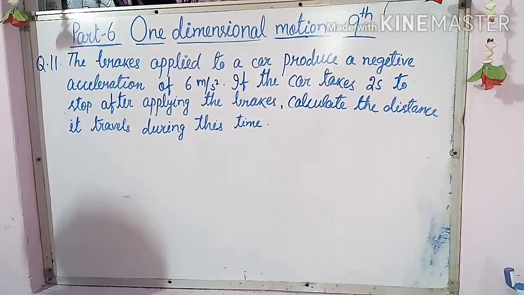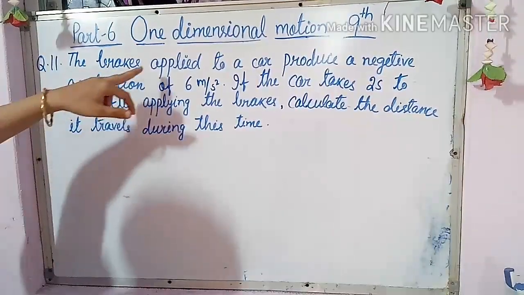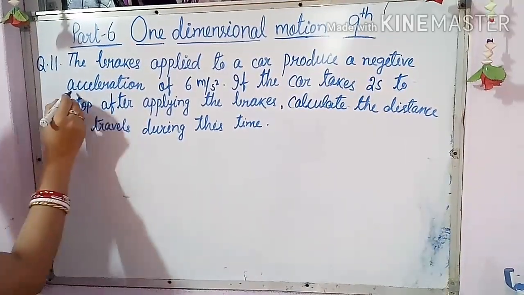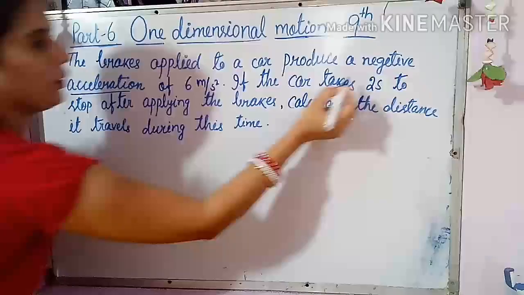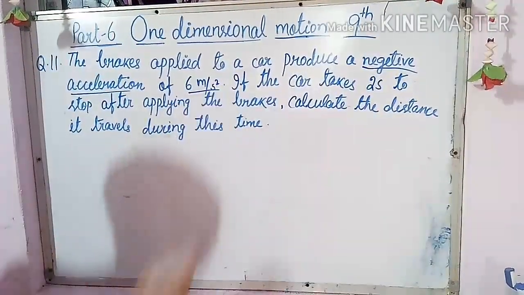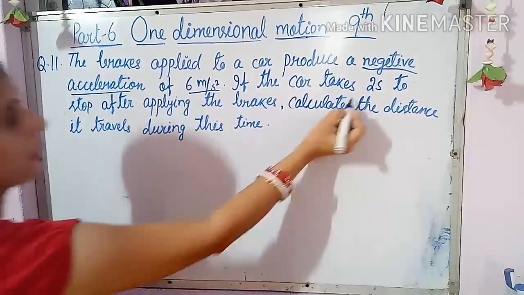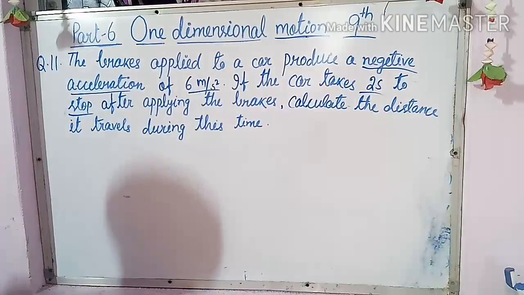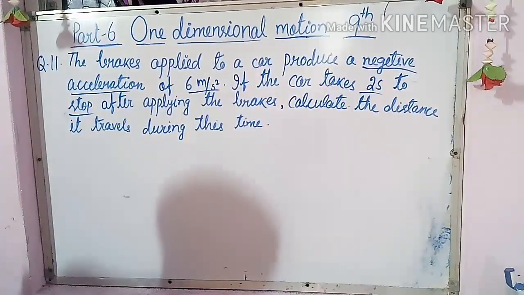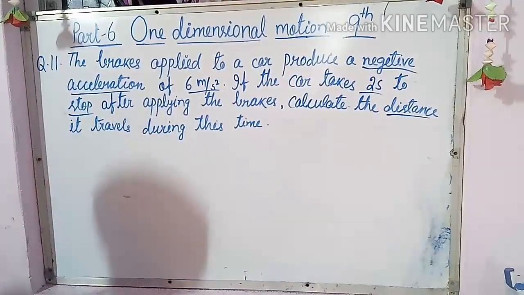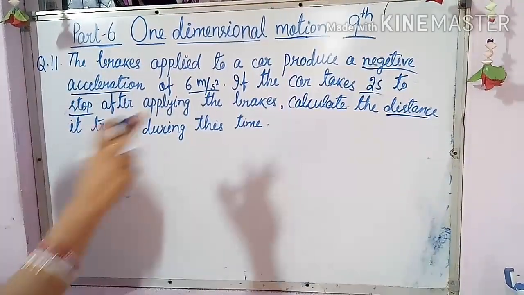Now children, see the next question. The brakes applied to a car produce a negative acceleration, and negative acceleration means retardation, it is the important thing, of 6 meter per second square. If the car takes 2 seconds, that is the time, to stop, which means your final velocity is 0. After applying the brakes, calculate the distance s it travels during this time. So these are the given things and what is asked is the distance.